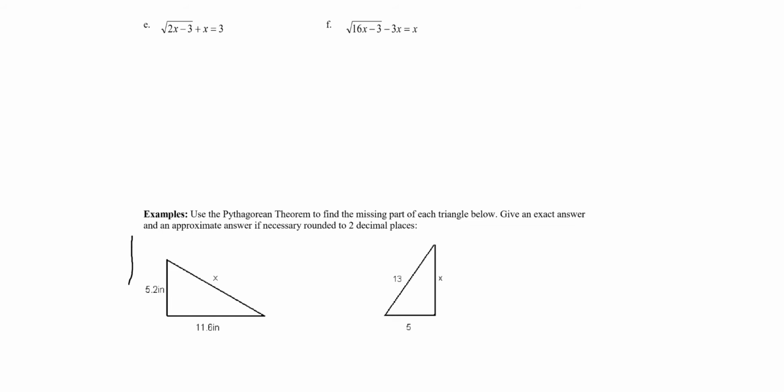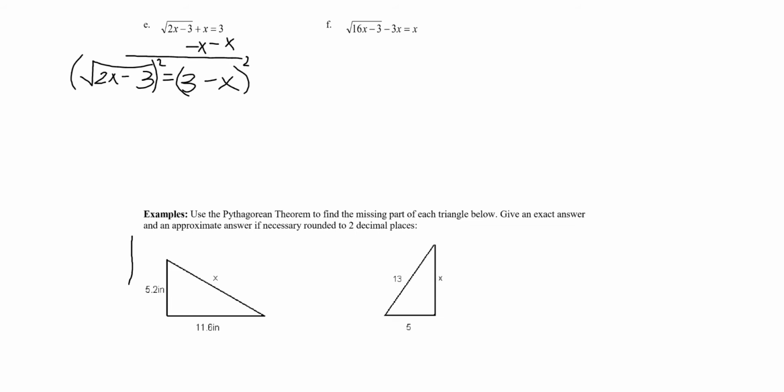Alright, here we're going to solve two more equations. And the first one, we have the x over here that we need to move to the other side. So I'll subtract x from both sides. And I get the square root of 2x minus 3 equals 3 minus x. And now our radical is isolated, so what we have to do is square both sides.